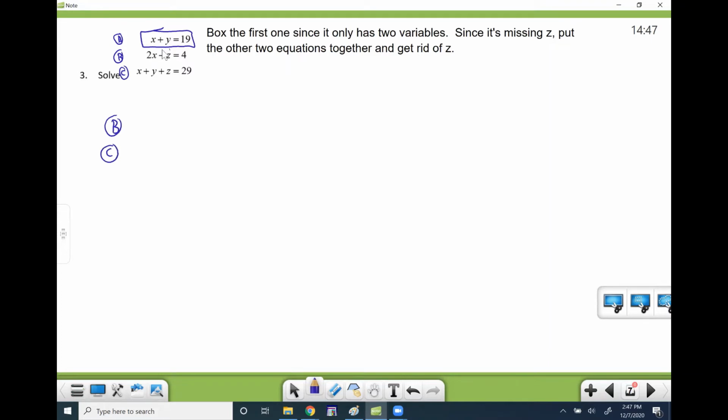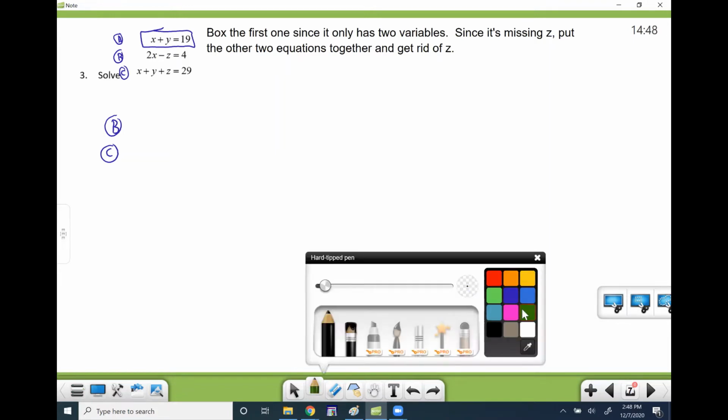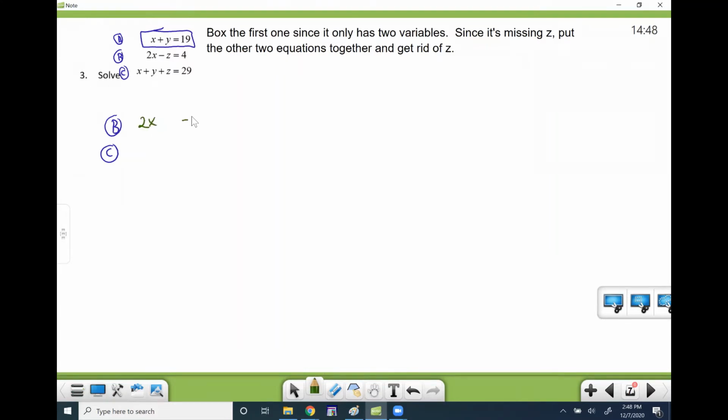Check it out. This guy's a negative z, this guy's a positive z. We don't have to multiply anything, you guys. We can just straight up go for it. It's going to cancel already. Okay, so let me line them up properly, though. We got 2x, negative z equals 4. And then we've got x plus y plus z equals 29. All right. So if we add downward, 2x plus 1x gets us 3x, this positive y, and then those cancel. So you'll notice, I think that's 33. I'm going to box this.